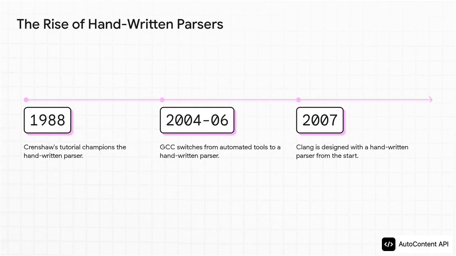And here's the crazy part. Crenshaw was way ahead of his time. Years later, the biggest players in the industry started doing the exact same thing. As you can see here, GCC, the legendary compiler, actually switched over to a handwritten parser in the mid-2000s, and Clang, Apple's super powerful compiler, was designed with one right from the start. Crenshaw's simple idea ended up becoming industry best practice.